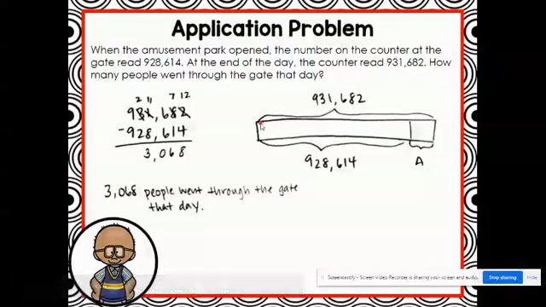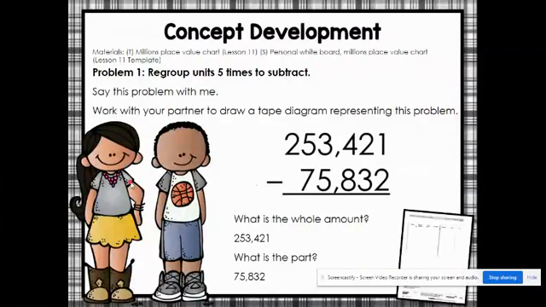They showed the total number of people coming through the gate is 931,682. That's the total number on the counter. They showed that at the beginning of the day, 928,614 was already on the counter. So this A is my unknown number that I'm trying to figure out. 3,068 people went through the gate that day. We did that correctly. Okay, so now we're going to regroup multiple times.